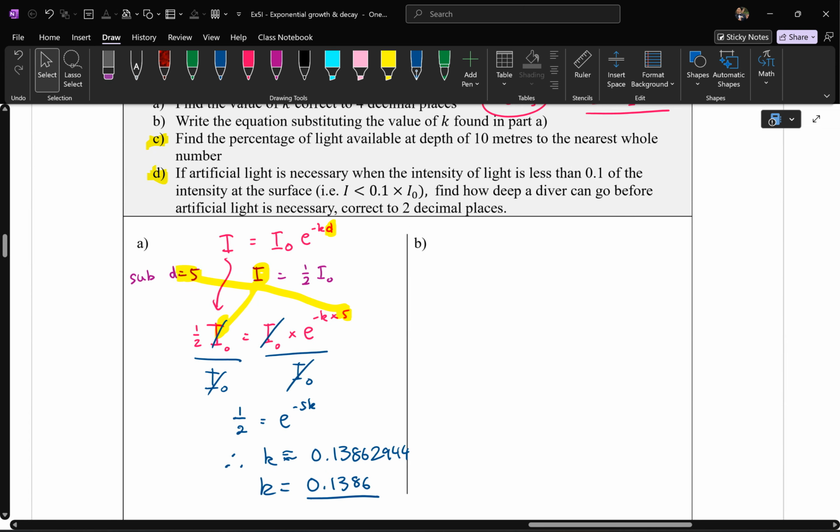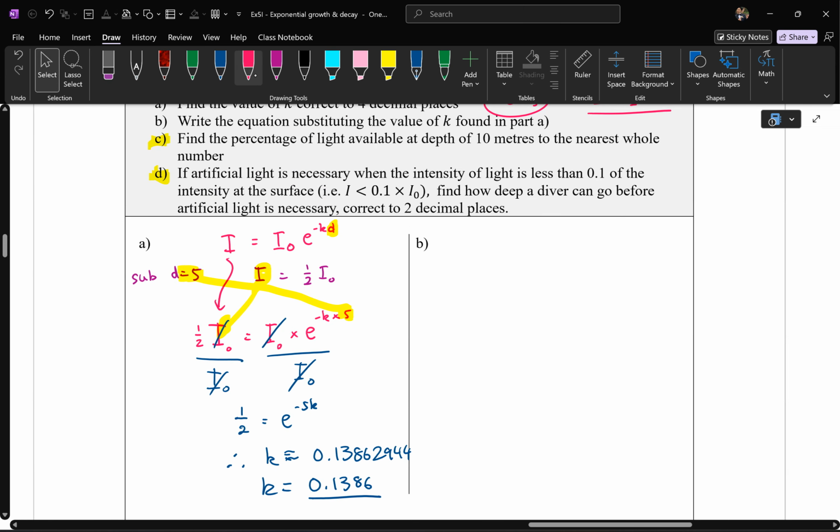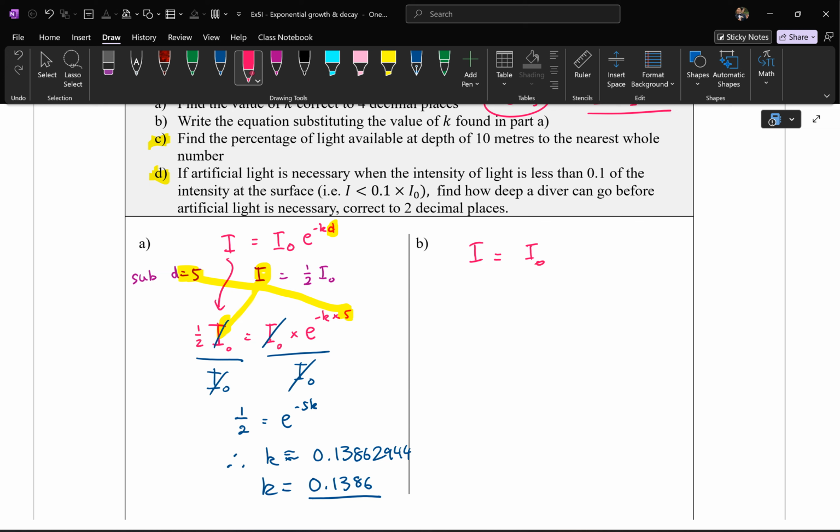So then B was easy. B just says redefine the function. So on your CAS, you redefine it, and you just say I is equal to I naught e to the negative of 0.1386 times D. That's B. Now, part C, which was a very good discussion that you guys had over here. That's literally what the question was trying to get you to do.